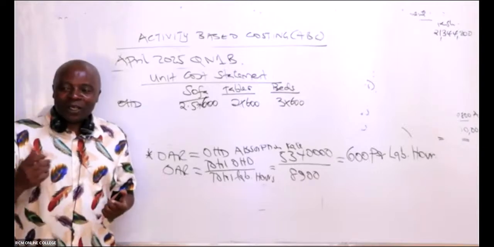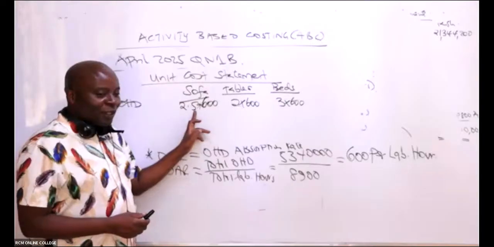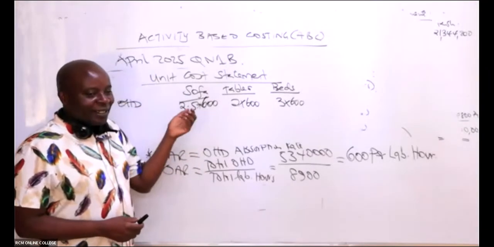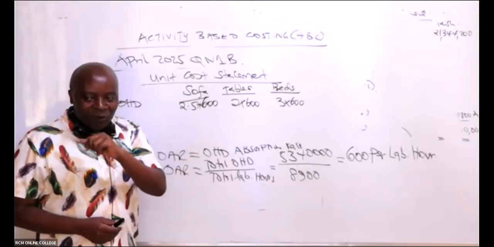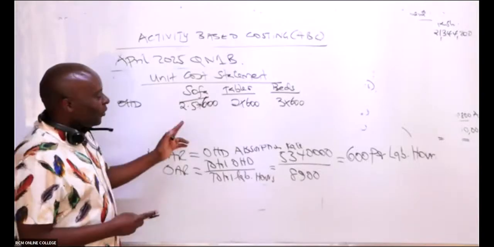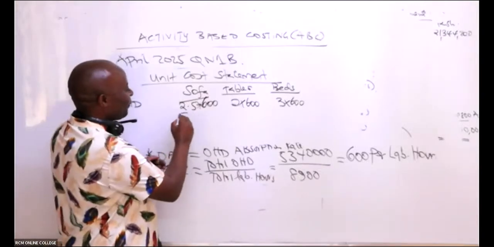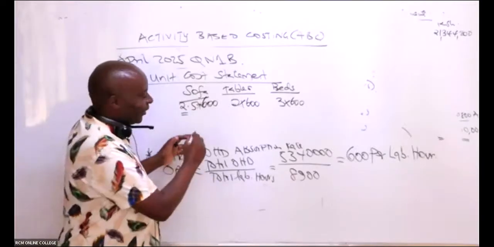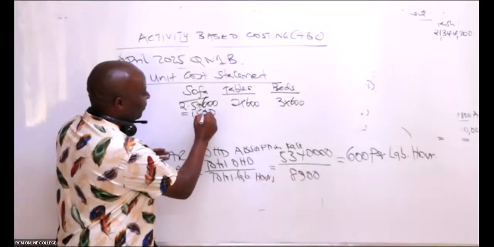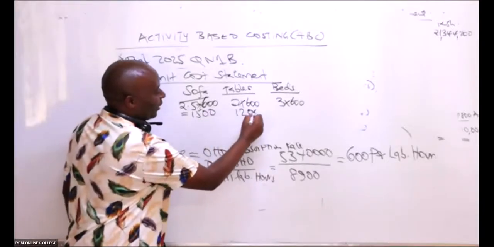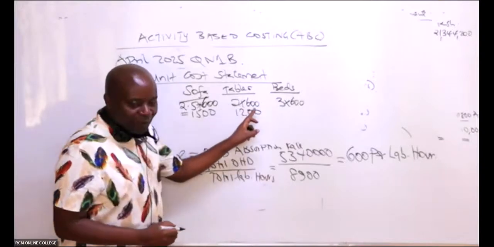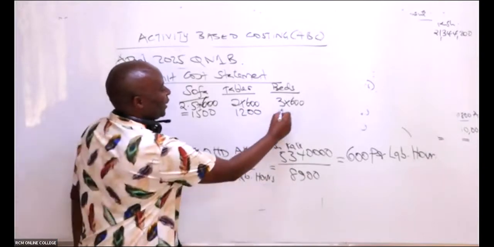Remember, if they wanted a total, then I would have multiplied this with the number of units. Like if you're going to make 1,000 sofa sets, then times 1,000. But you see, this is just for one unit. So 2.5 times 600, this gives me how much? 1,500, thank you so much. This 1,200. 2 times 600. 1,800, the last one is 1,800.